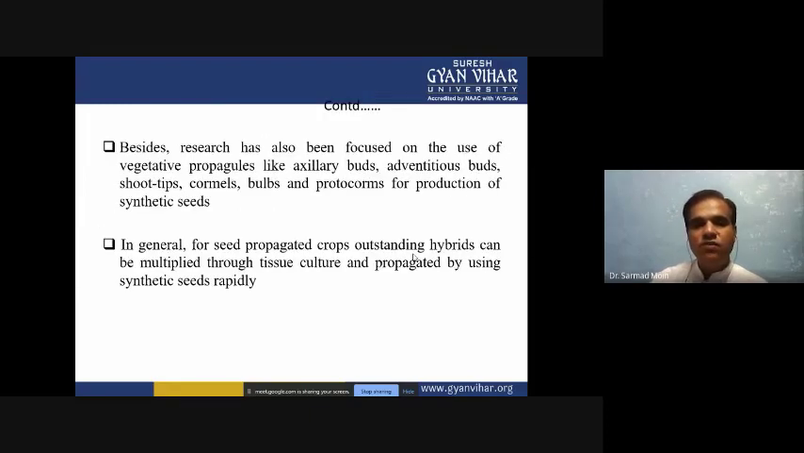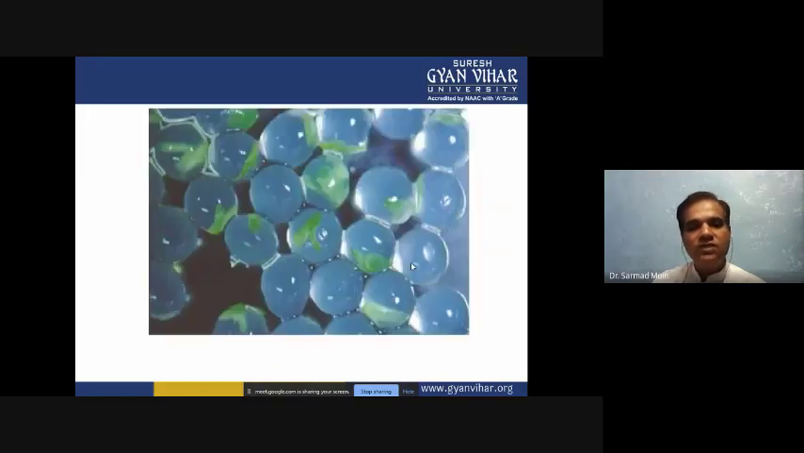Research has also focused on the use of vegetative propagules like axillary buds, shoot tips, corms, bulbs, and protocorms for production of synthetic seeds. Various types of cells we can utilize to produce these synthetic seeds. In general, the seed propagated outside the hybrid can be multiplied through tissue culture and propagated rapidly by using synthetic seed. And we can rapidly produce the plantlet from these somatic embryos or encapsulated somatic embryos. If we want to store, we can store it, and later on we can utilize it.